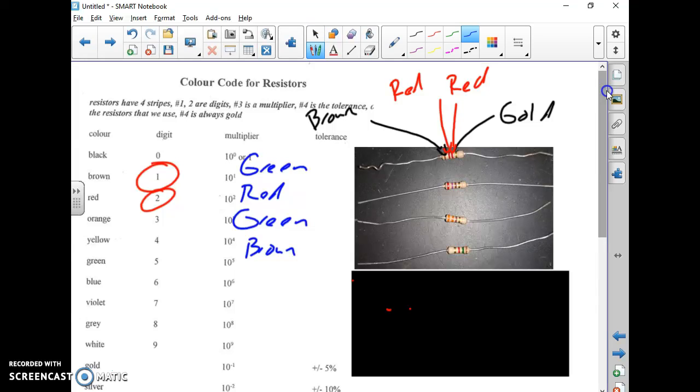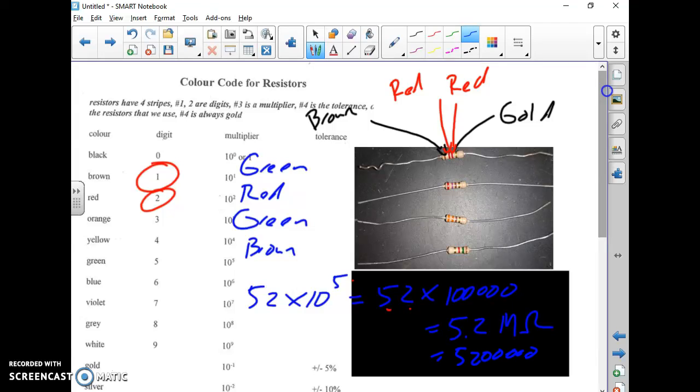In this particular case, if it's green, red, green, brown, that's going to make it 52 times 10 to the 5. So 52 times 100,000, which makes this have a resistance of 5.2 million ohms, or 5,200,000. So very, very high.